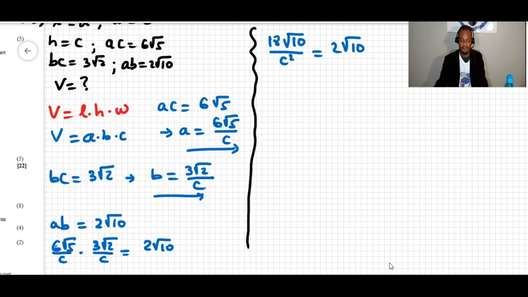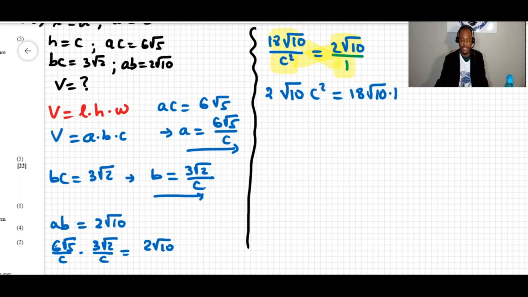Then we can cross multiply, but before we do, let's emphasize that 2 roots 10 is like over 1. Now we can solve by cross multiplying. We can do this times that, and also C squared times 2 roots 10. So I can write 2 roots 10 times C squared equal to 18 roots 10 times 1.